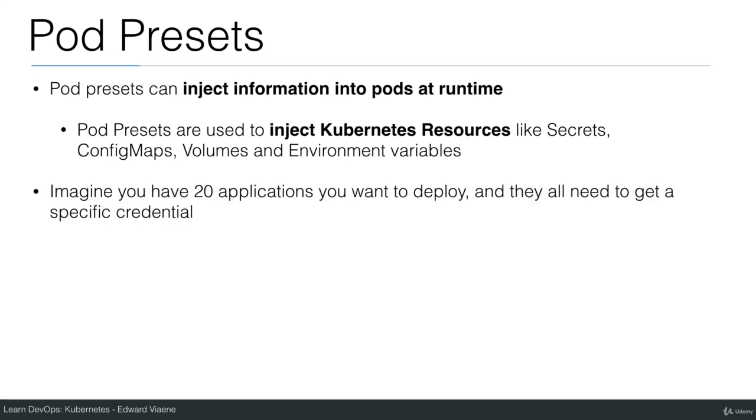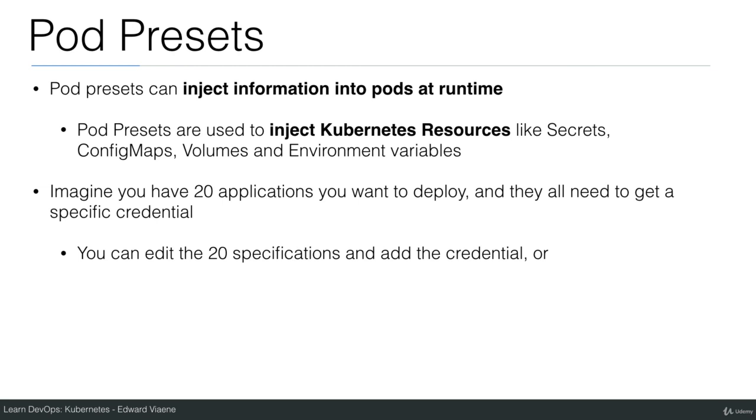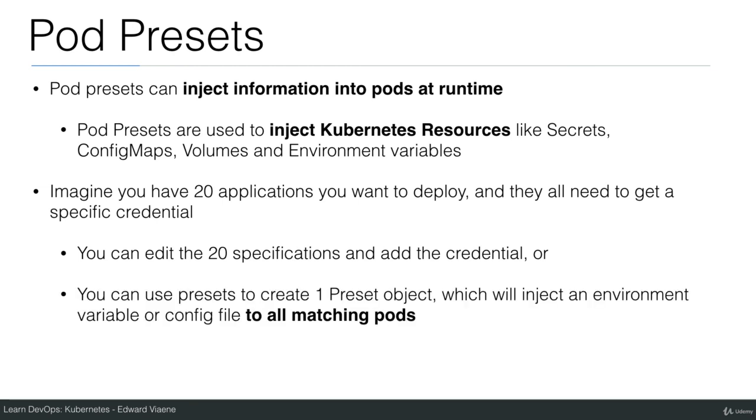Imagine you have 20 applications you want to deploy, and they all need to get a specific credential. You can edit those 20 specifications and add the credential, or you can use presets to create one preset object which will inject an environment variable or config file to all the matching pods. So this is just an easier way to get certain information in multiple pods rather than editing all the separate pod definitions or deployment definitions.